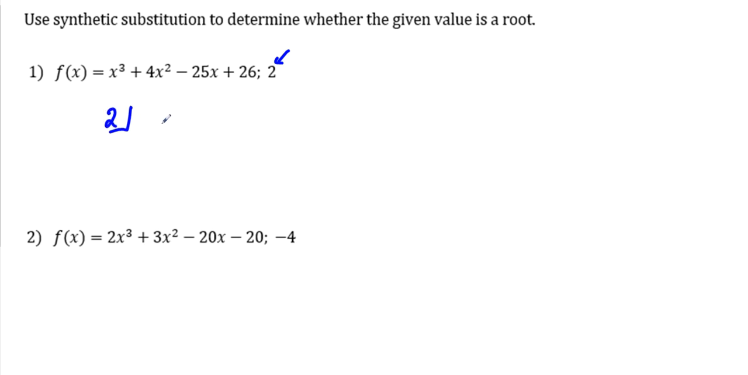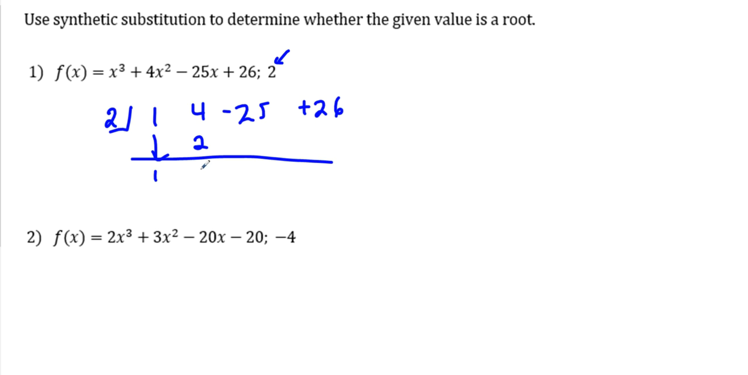All right. So that's going to be a 1, 4, negative 25, and plus 26. I didn't need to write the positive. All right. Bring down that 1. So 2 times 1 is 2. That's going to be 6. 2 times 6 is 12. That's going to give me negative 13. And 2 times negative 13 is negative 26. That gives me 0. This confirms it, that yes, 2 is a root.